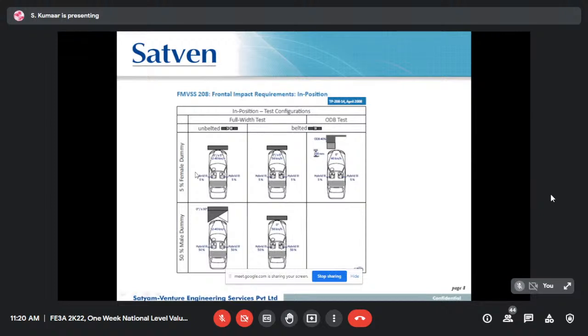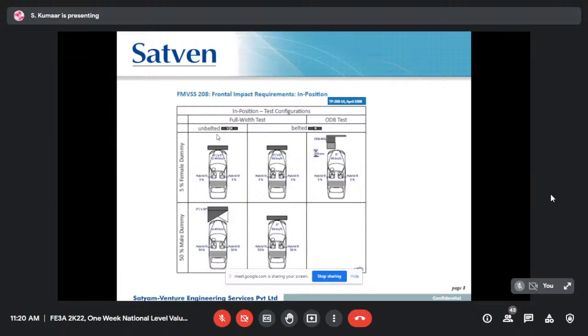If you have a look at this picture, this is a full width test. The full barrier is there, so your car has full contact with the barrier. In the seat, we have placed the dummies, Hybrid 3 5%. Hybrid 3 5% means this is an AF05, adult female dummy. For the passenger side and driver side, we have kept two female dummies and we will perform the test. In the same way, we will perform the simulation also.